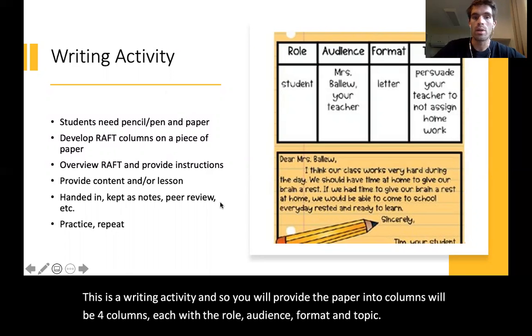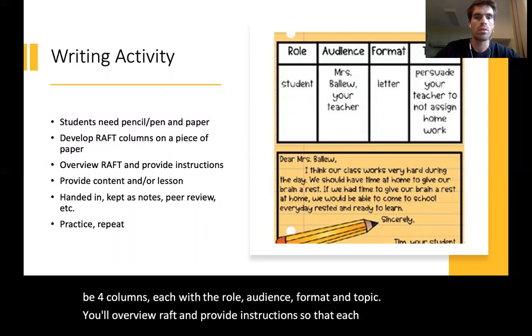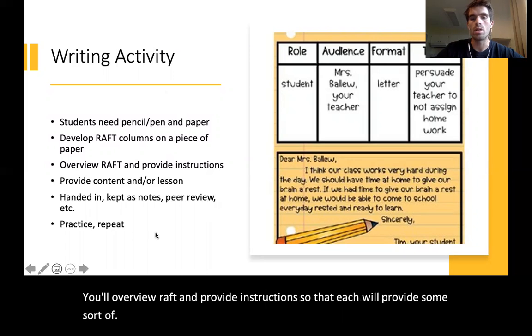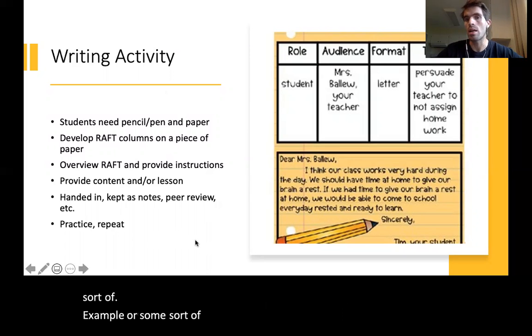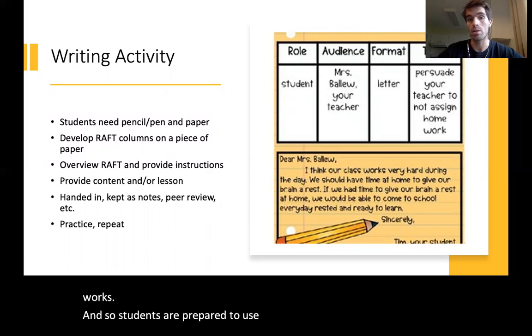You will overview RAFT and provide instructions. So the teacher will provide some sort of example or some sort of teaching or lesson on how to use RAFT and how it works. And so students are prepared to use it effectively and know how it works.